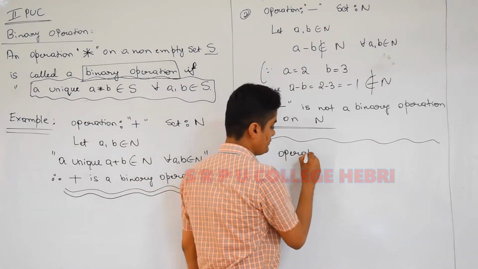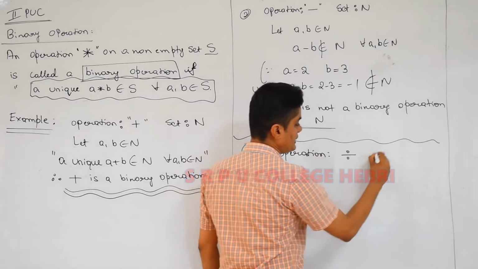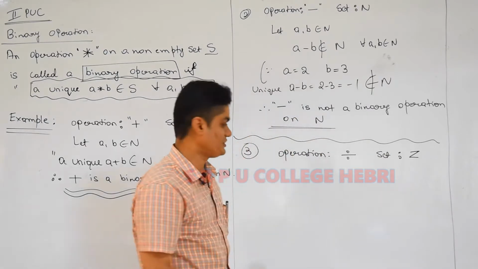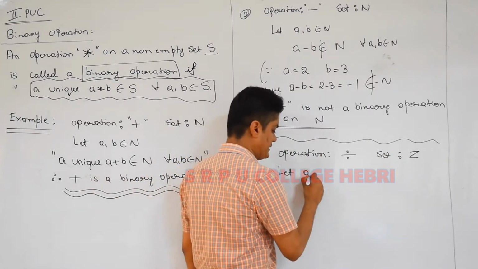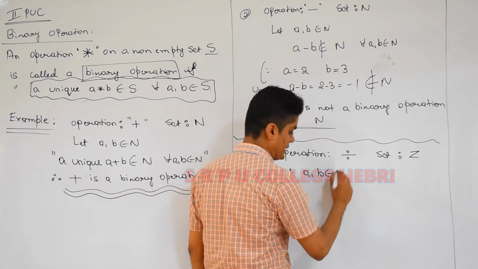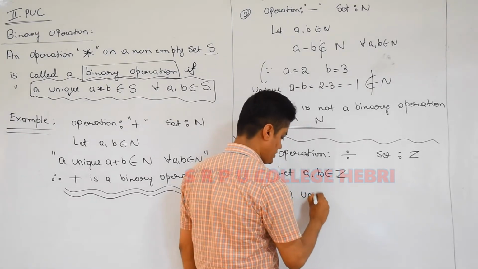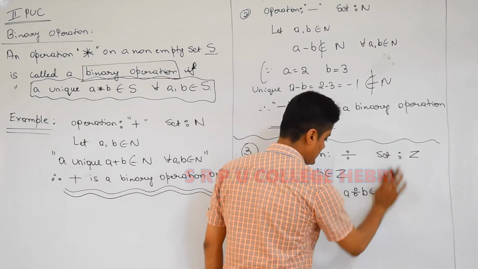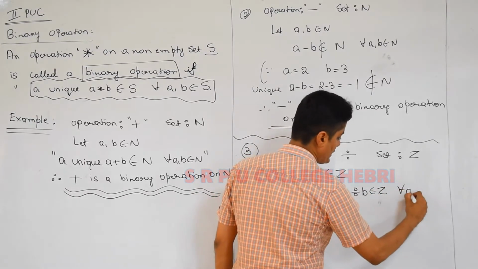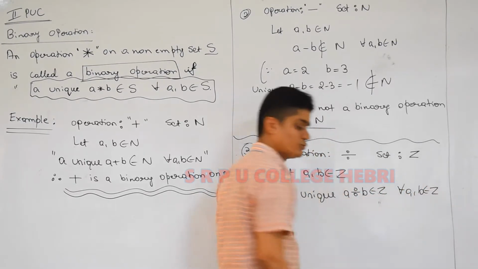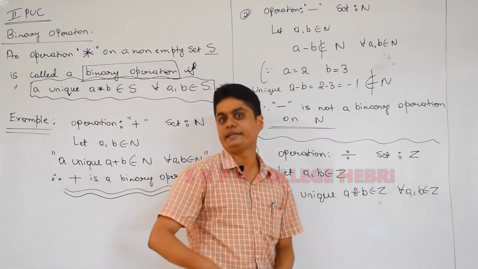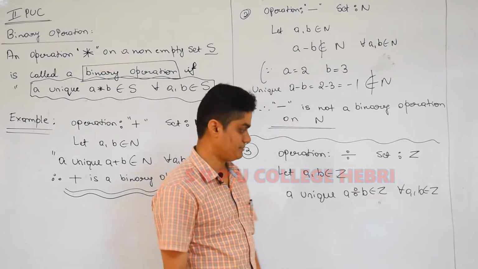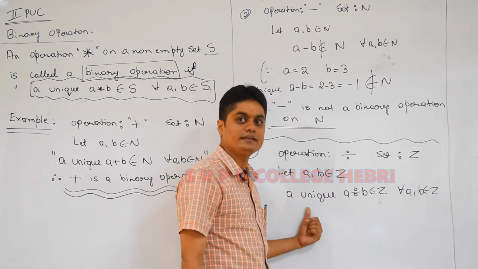Operation is division. Set is the set of all integers. Now you have to think: if I take two integers, does this condition hold? a division b belongs to Z, for all a, b belonging to Z. Is it true? If this is true, then division is a binary operation. If this is not true, then you must be able to give an example. Is it true? No. Why is this not true?